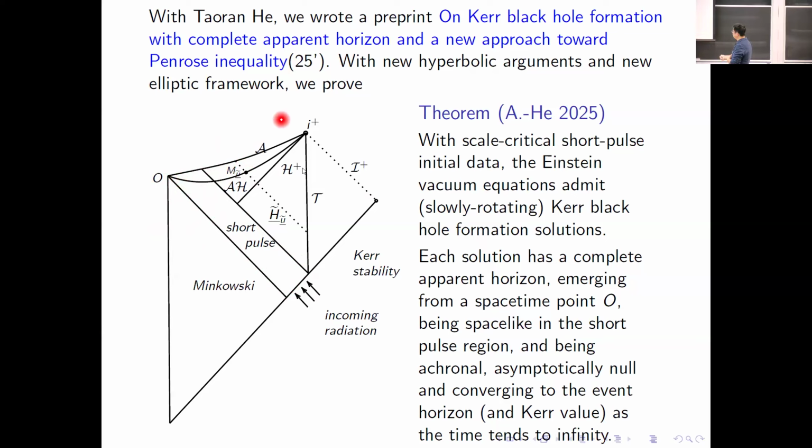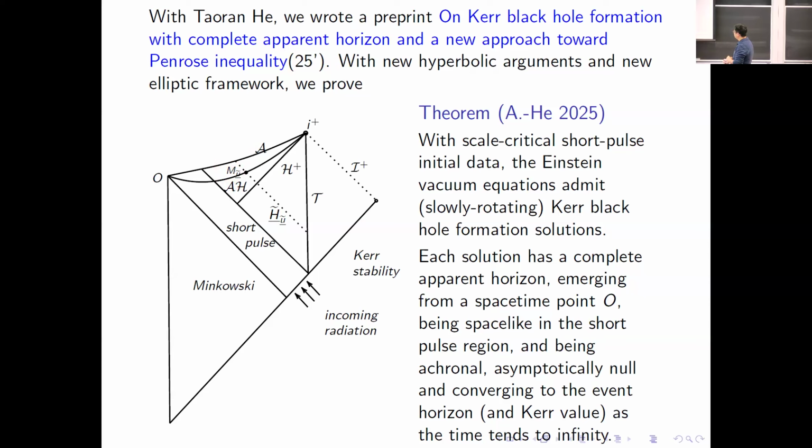And there would be a transition region. It will slowly settle down. And then in the later stage, the Kerr stability will kick in, and finally it settles down to a Kerr black hole, right? And so in this process, there are a lot of things we actually need to do for this argument.